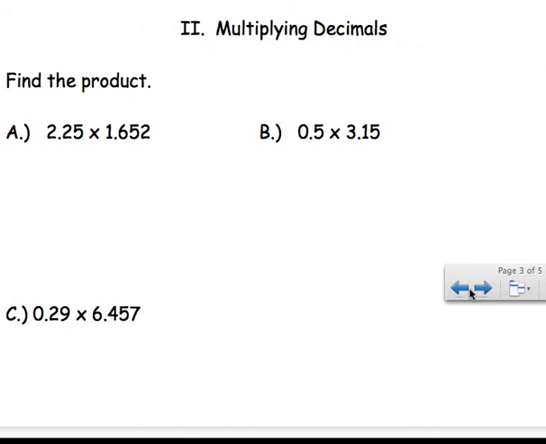Our next part, slide 2, is about multiplying decimals. Whenever you're multiplying decimals, the very first step is to multiply. We're going to ignore the fact that they're decimals and just multiply as our first step. So I'll try example A.